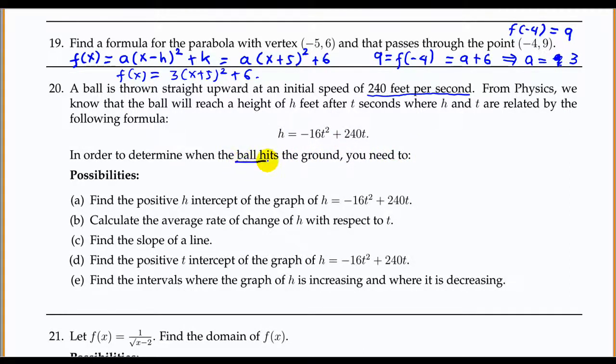So the ball hits the ground exactly when the height of the ball is 0. So basically, finding when the ball hits the ground is the same thing as finding the t when this expression is equal to 0. And that's exactly finding the t-intercept. Find the positive t-intercept, because the first t corresponds to the initial condition when the ball is still on the ground, and the positive t is exactly the time when the ball hits the ground. So the answer is D.